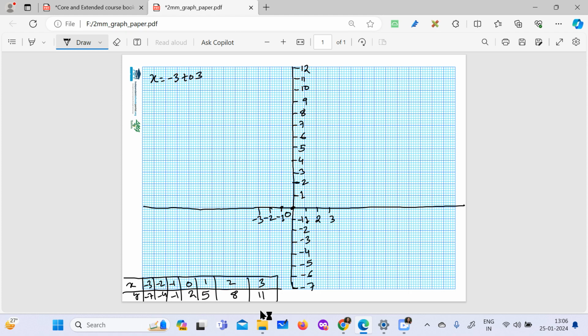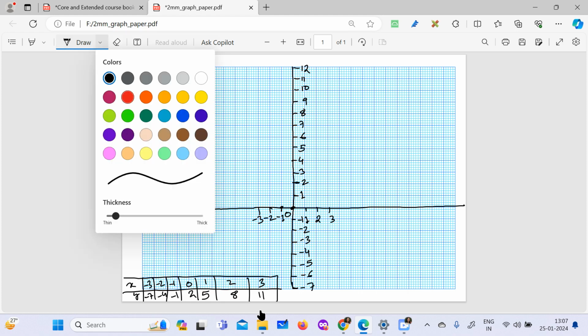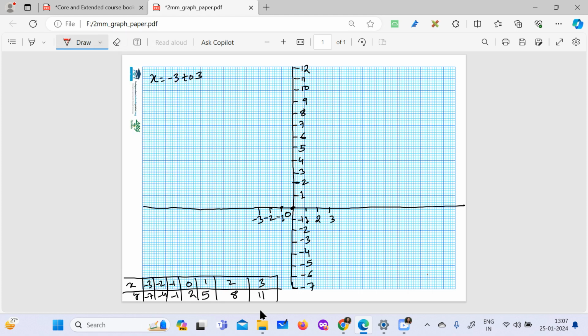Okay, now I will mark all of these. So when x is equal to minus 3, y is equal to minus 7. So I get this point here. When x is equal to minus 3, y is minus 7, I get it here. Here x is minus 3 and here y is minus 7.